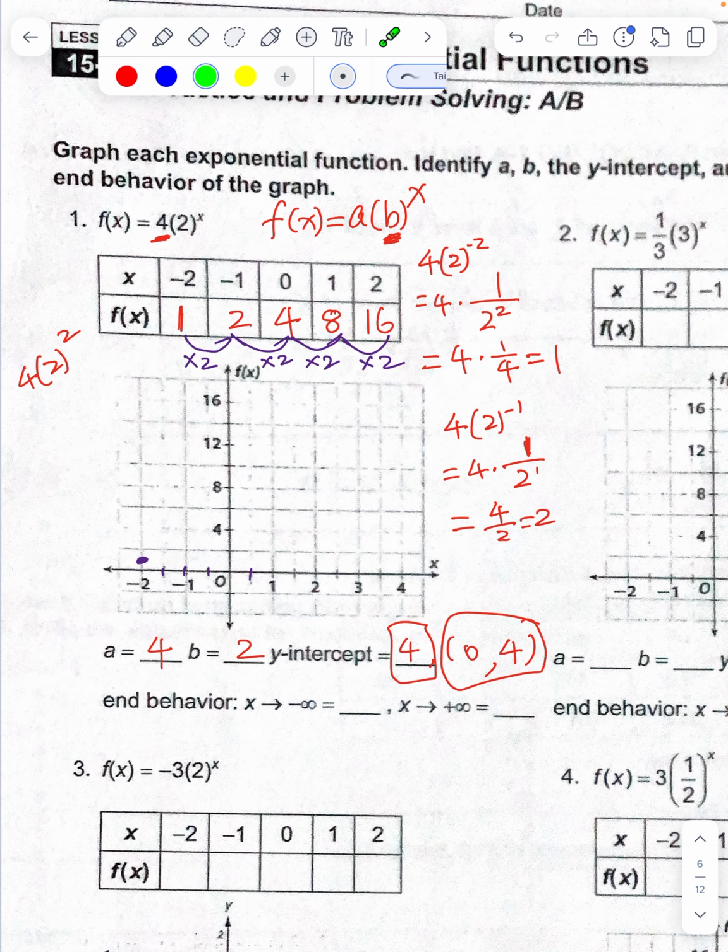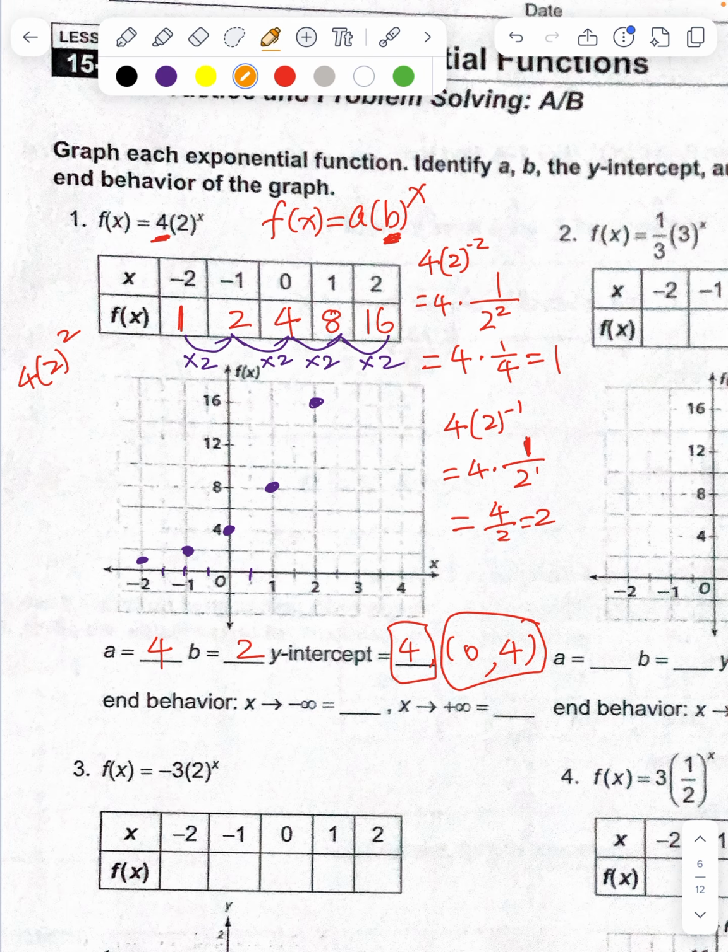X equals negative 2, the y value is 1. The second point, negative 1, 2. So the x value is negative 1, and the y value is 2, right? So the point is right here. The next one, 0, 4. Point right here, x equals 0, y value is 4. 1, 8. 2, 16. Yeah, all the points are done.